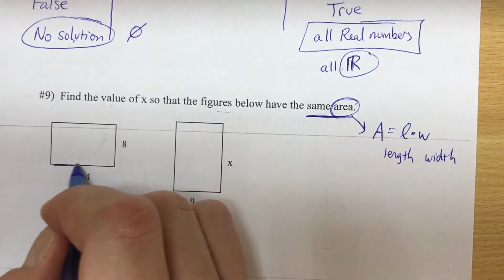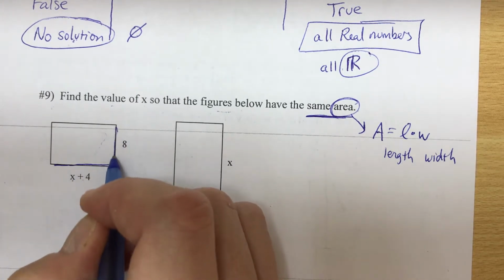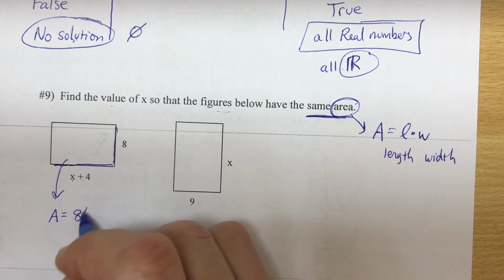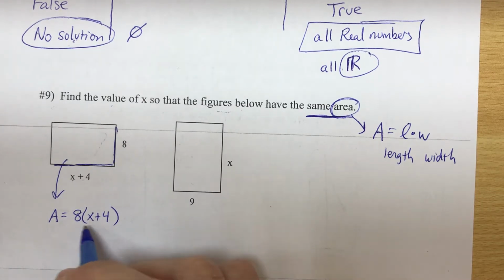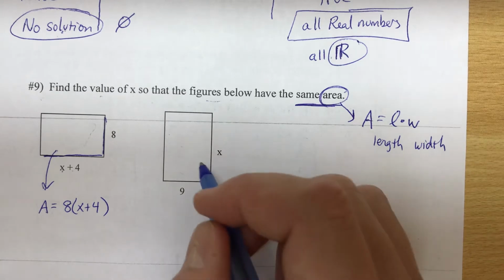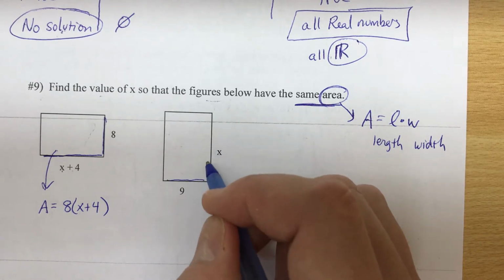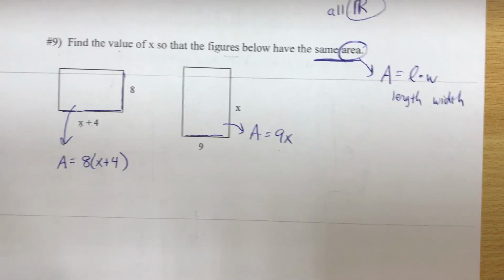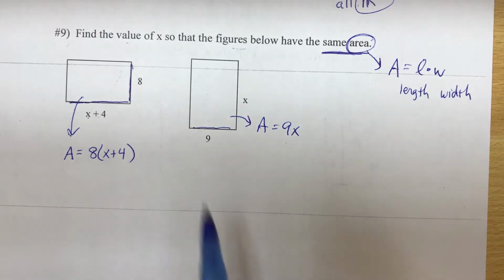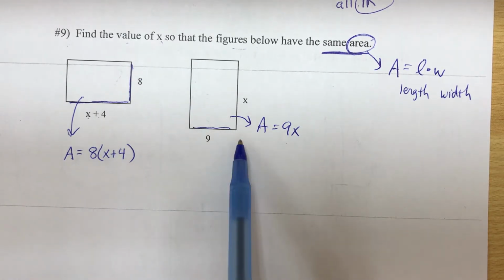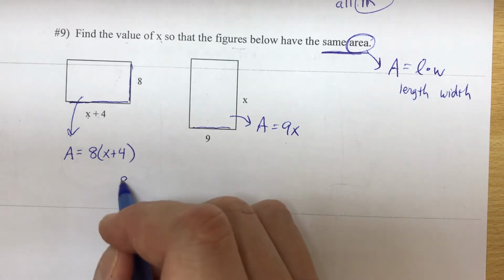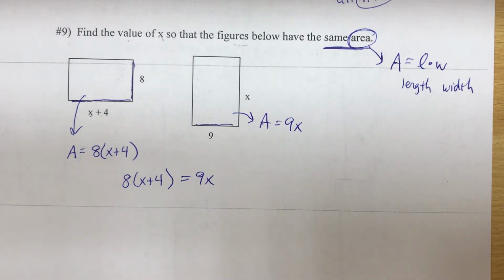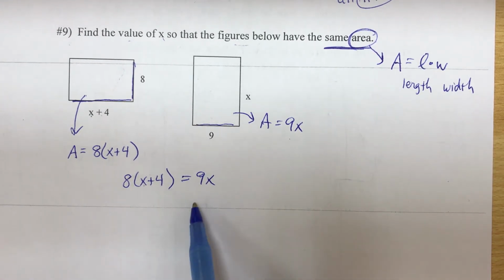Well, your length here is x plus 4, your width is 8. So for this rectangle, the area, I'm going to put the 8 in front, but here's the length times the width. And for this one, we have 9 and x for the length and width. So that area is 9 times x, or 9x. Now we are trying to find the value of x where these are equivalent. So that means we can make an equation where the 2 areas are equal. I'm trying to find the x value that makes this equation true.